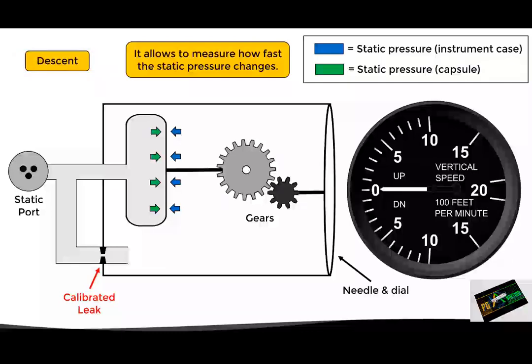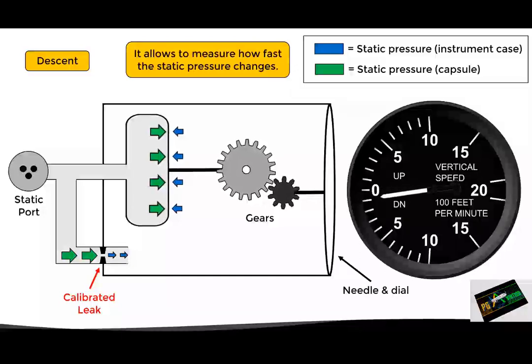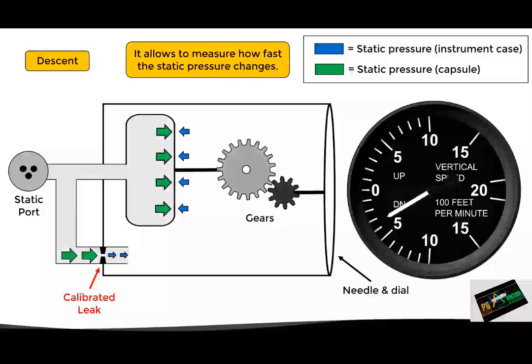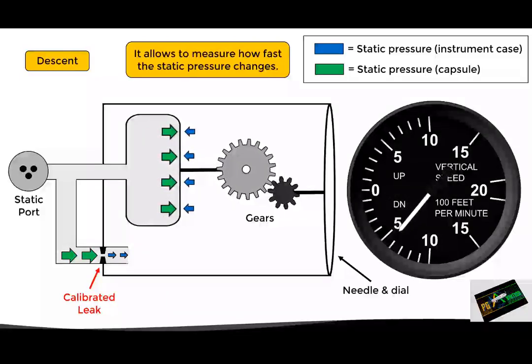In this case, the static pressure will increase in the capsule almost immediately. However, inside the case, the pressure doesn't increase that fast due to the calibrated leak, which restricts the flow to the case. This way, a temporary pressure difference is created between the capsule and the case, causing the capsule to expand and move the gears to indicate a rate of descent.